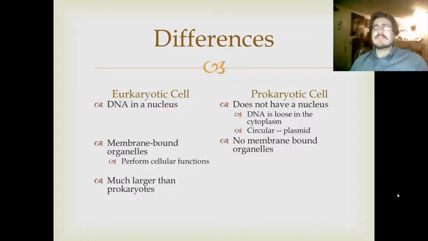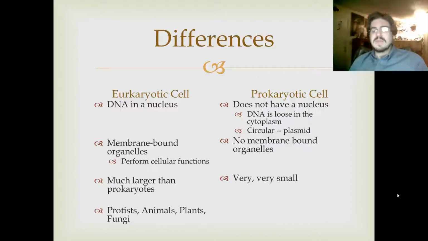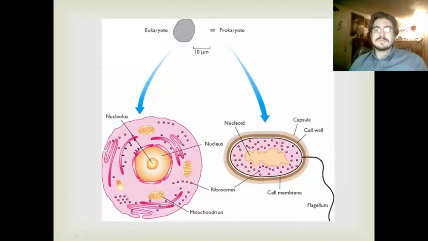Eukaryotes are much, much bigger than prokaryotes. So on the other side, I have very, very small prokaryotes. And then this is just reiterating what I said before, except I accidentally forgot to write archaea there. So eukaryotes are the protists, animals, plants, and fungus, and bacteria and archaeans are the prokaryotes.